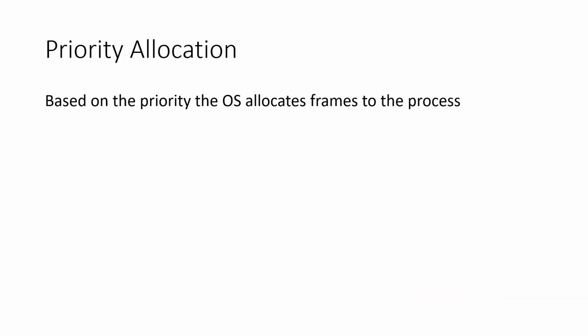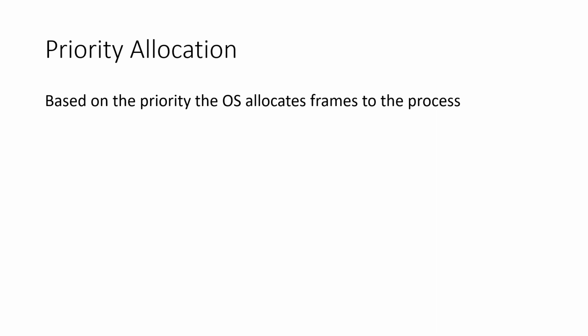So next is priority allocation. So based upon the priority, the operating system allocates frames to the process. A process having higher priority will be allocated more number of frames. Likewise, a process having lower priority will be allocated less number of frames. The frames will be allocated based on the priority and size, basically. Okay. The process with high priority and requiring more number of frames will be allocated more number of frames, and vice versa. Based on priority or based on a combination of priority and size, frames can be allocated.